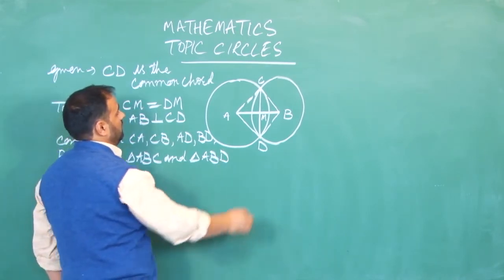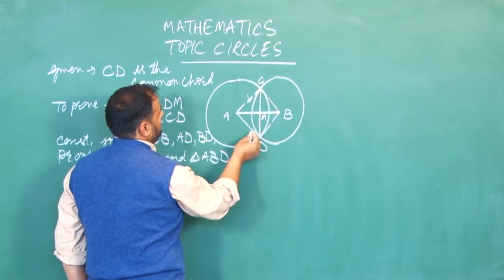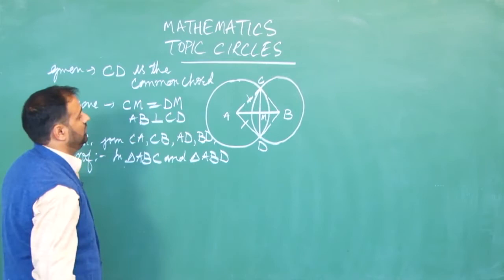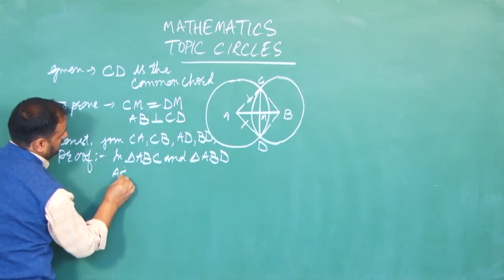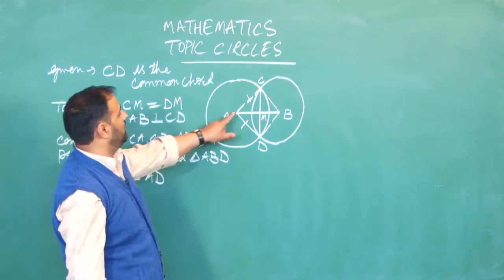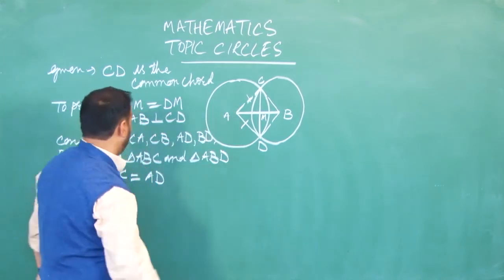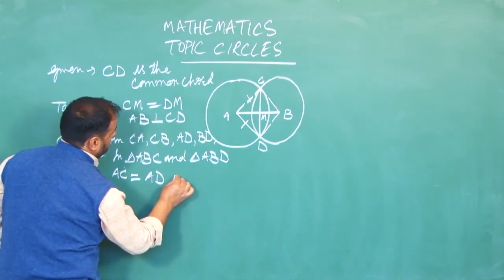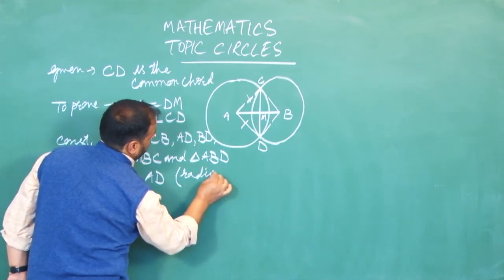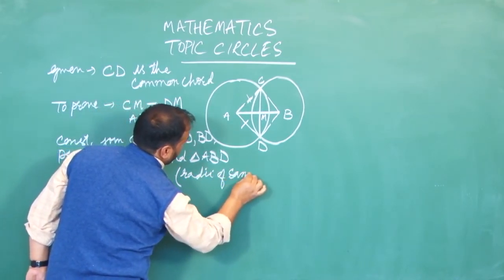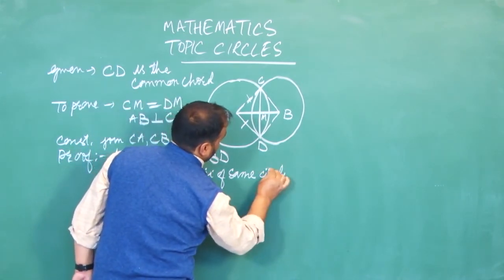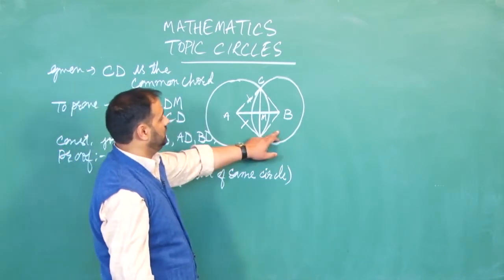Now, from triangle ABC, AC and from triangle ABD, AD both are equal. Now, why is AC equal to AD? The reason is that both are the radii of same circle, and we write that reason to the right of the brackets, radii of same circle, because we know a circle can have infinite radii and all the radii are equal. Then move to that circle.